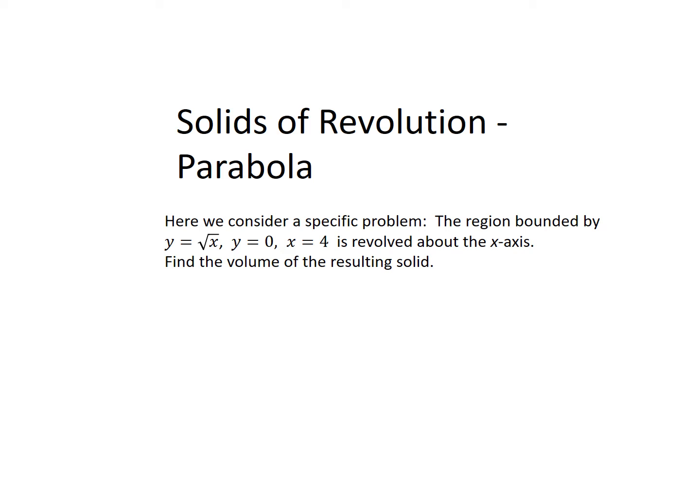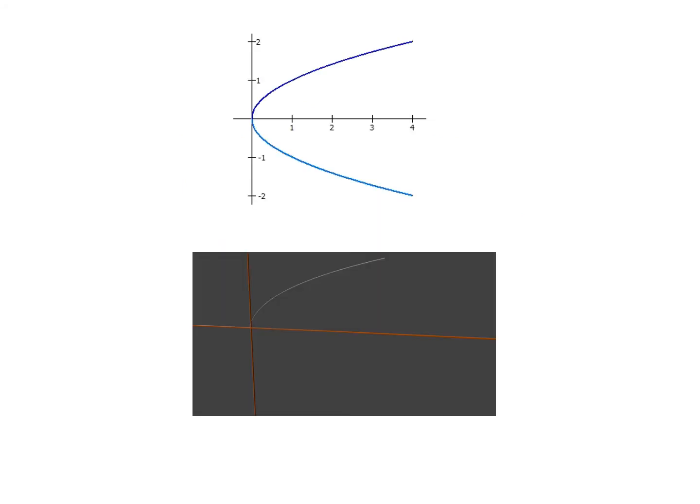Here we have a solids of revolution problem. Specifically, the region bounded by y equals the square root of x, y equals 0, which is the x-axis, and the vertical line x equals 4 is revolved about the x-axis, and we want to find the volume of the resulting solid. So y equals the square root of x is the upper half of a parabola opening to the right, and we revolve this about the x-axis.